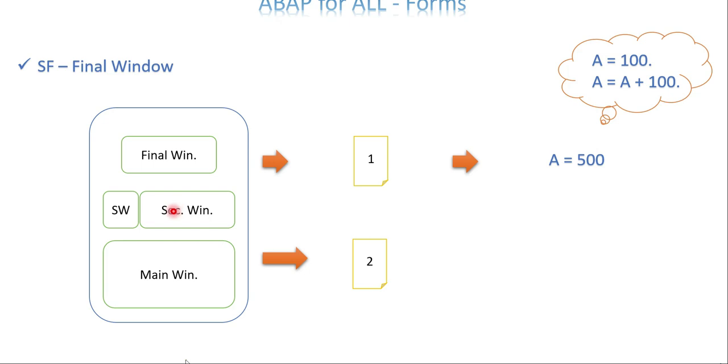Start over. A value is 100. Page 1: 200, 300, 400. Again page 2: 500, 600. It won't go to the main window because it executes only once. So here it's 600, then it executes the final window. Now what happens? 600 plus 100, 700. So for page 1 the value of A is 700, and what about page 2? Page 2 is already done, because the final window executes one by one only. Then for the second page, only the final window executes.